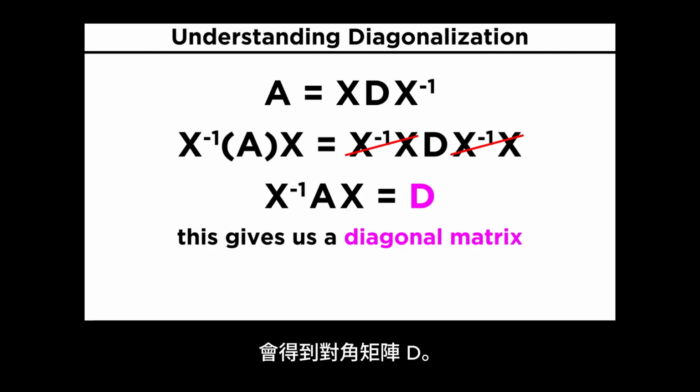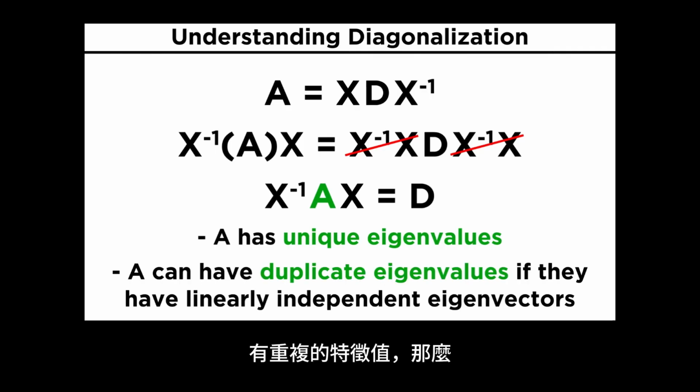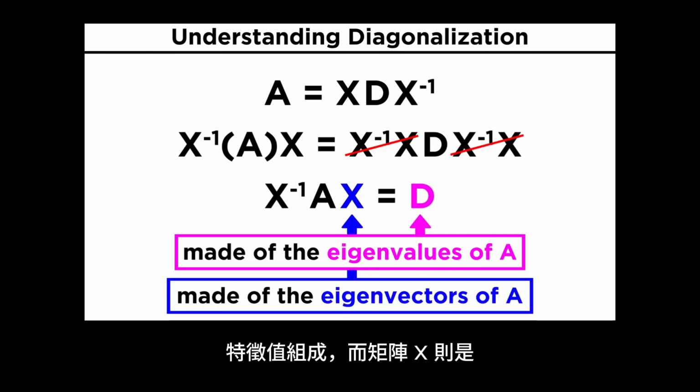This process only works for matrices that have unique eigenvalues, or if there are duplicate eigenvalues, then there must exist linearly independent eigenvectors for the duplicate values. The reason for this is that the diagonal matrix D is simply made up of the eigenvalues of A, while the matrix X is made up of the eigenvectors. So fortunately, once we know the eigenvalues and eigenvectors of a matrix, the diagonalization process is easy.